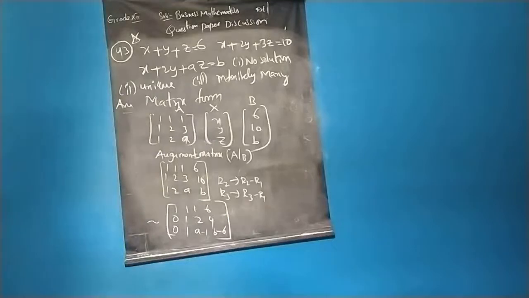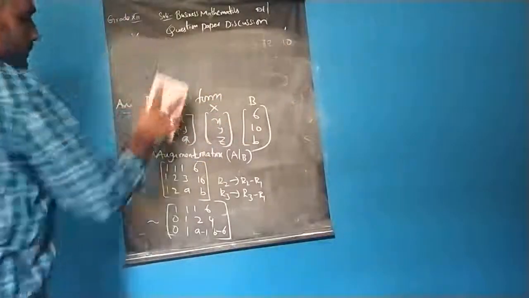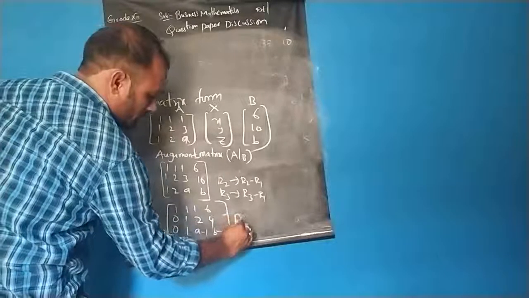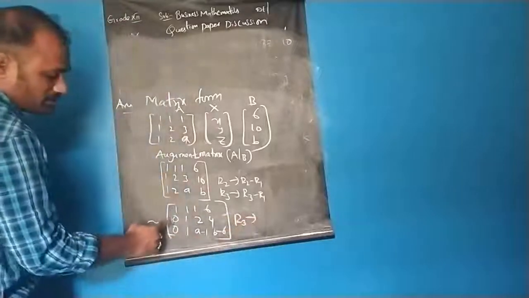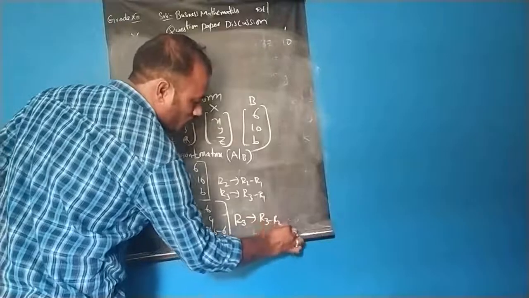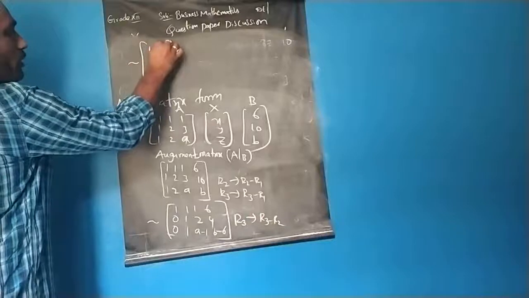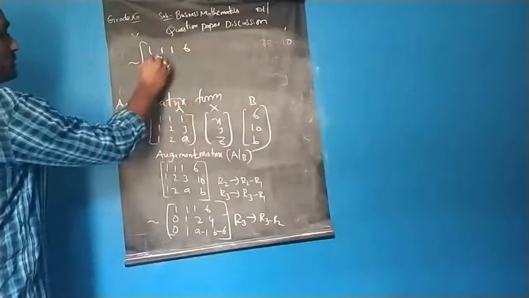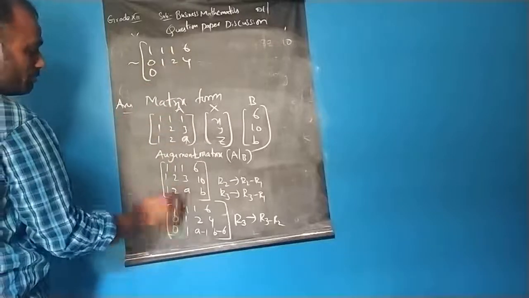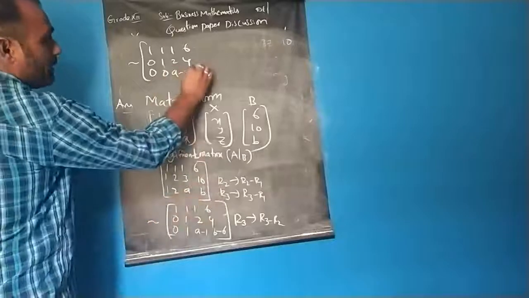Now for this, we will perform another operation, that is R3. Why? Because here 0, 0 and here same numbers are there, we can perform R3 minus R2, third row minus second row. So that is 1, 1, 1, 6, 0, 1, 2, 4, 0 minus 0, 0, 1 minus 1, 0, a minus 3, b minus 10.